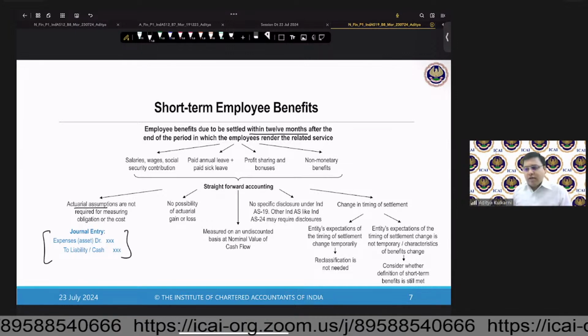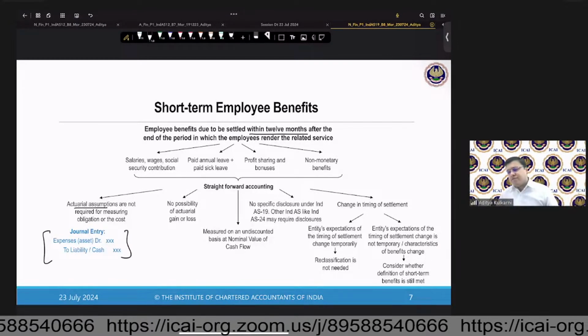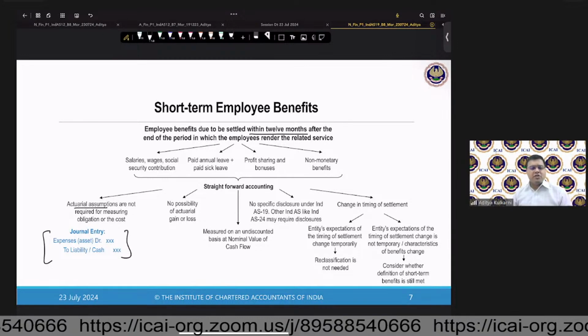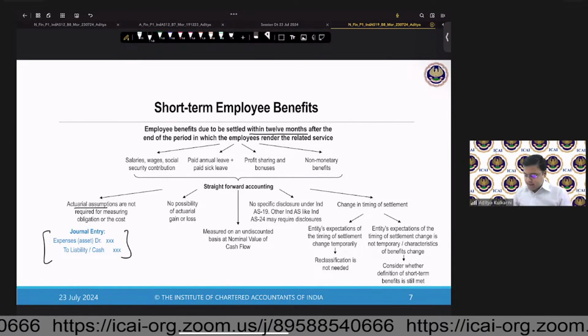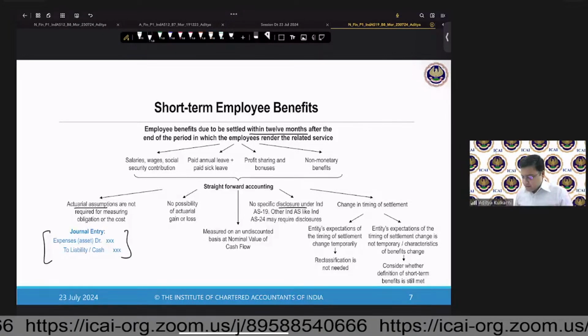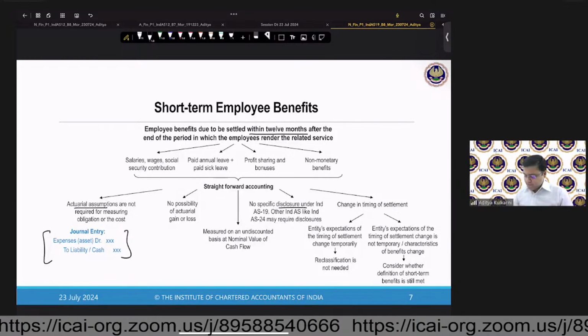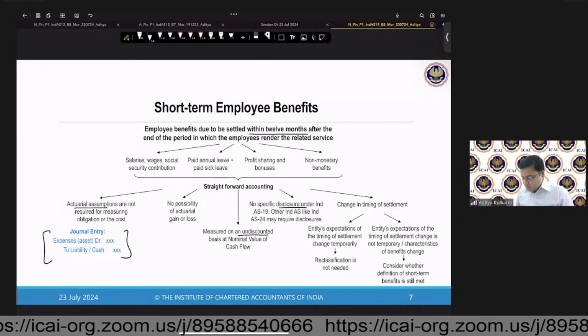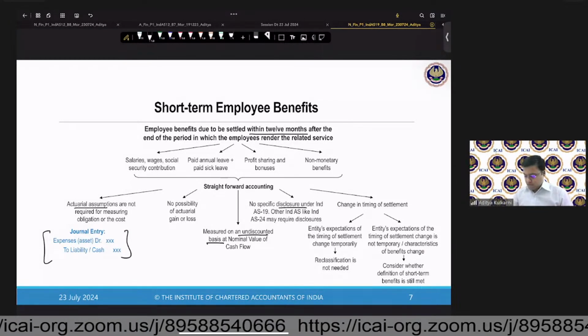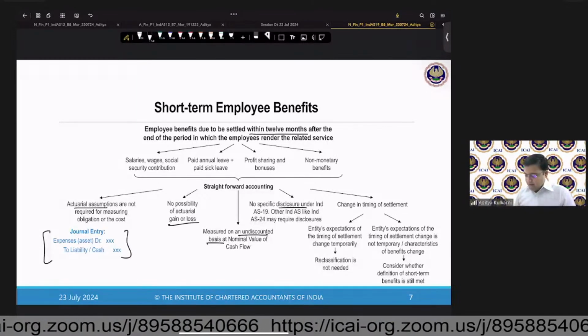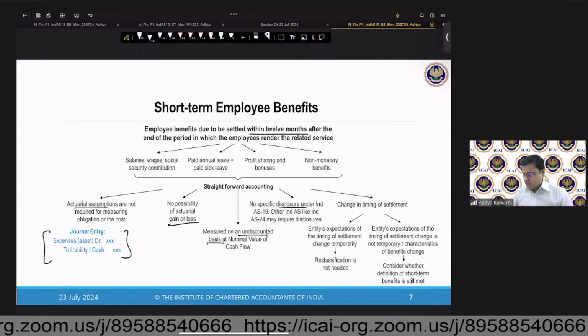Actuarial assumptions we are going to see, but they are not specifically required in view of the short-term payout that is there. No other specific disclosure under Ind AS 19, measured on an undiscounted basis at nominal value of the cash flow. You cannot have an actuarial gain or loss in this particular case.